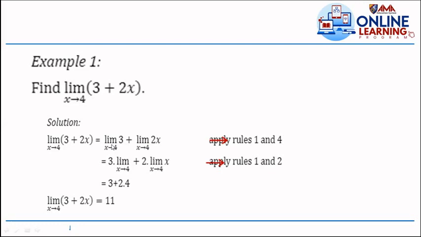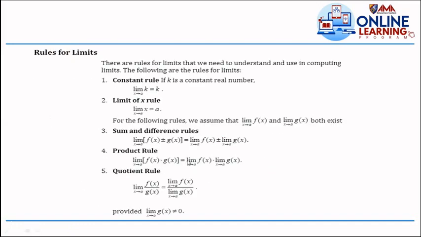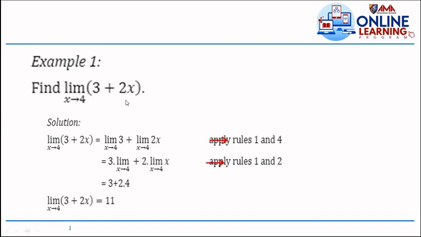At the same time, this is a whole number. Like in 2x, we have a whole number and our variable, which is x. Okay? So 2x is a factor of 2 times x. So we're going to apply the rule for multiplication of limits. So it becomes 2 multiplied by the limit of x as x approaches 4. So we used the product rule here, no? Because 2x has factors 2 times x.